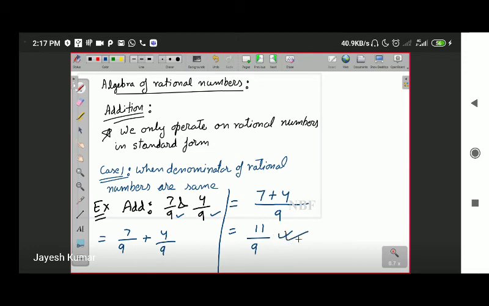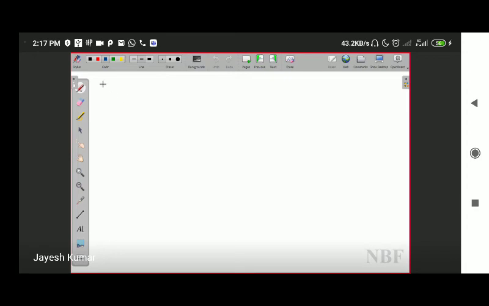Quite easy, I guess. I don't think there should be any problem with this. Okay, so moving on to the next question. Again, it is a question from a book. It is: add minus 4 upon 15 and 7 upon minus 15.